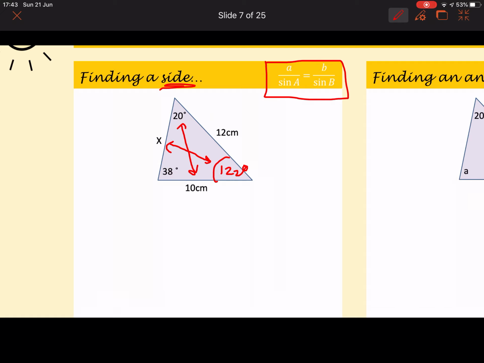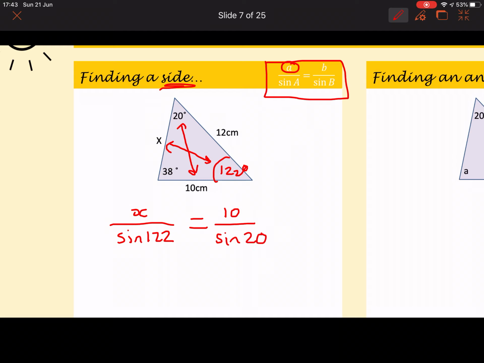So I'm starting with a on top, little a, so that means my length. So let's start with that x that I'm trying to find out, and that goes over the sine of the angle opposite it, so sine 122. That should be equal to the other pair, so side on top over sine of 20 this time.